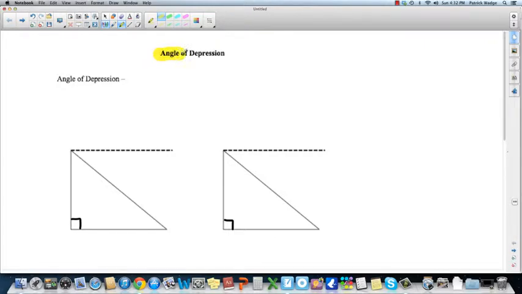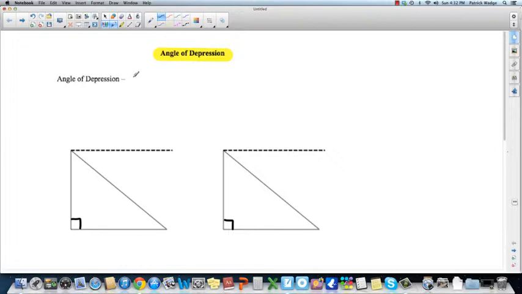So today we're going to look at angle of depression. Last day we did angle of elevation, so hopefully you're clear about that. And today we're doing angle of depression. Basically, what the angle of depression is, so hopefully you got the sheet in front of you. If not, get someone to hand it out, and we're going to write down what the angle of depression is.